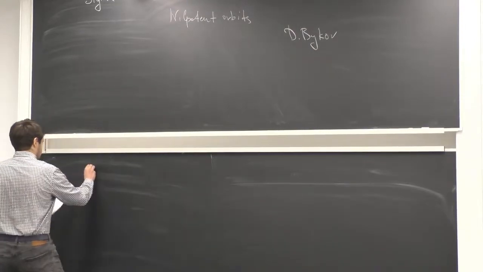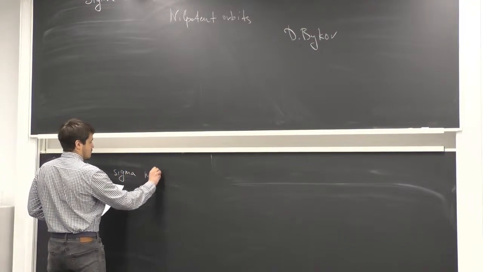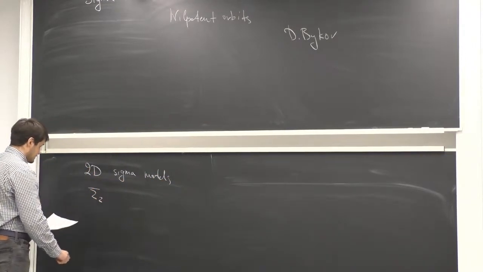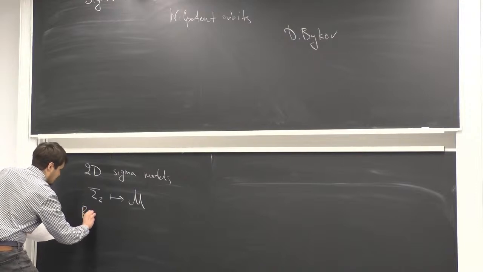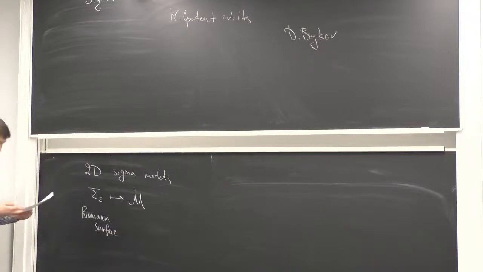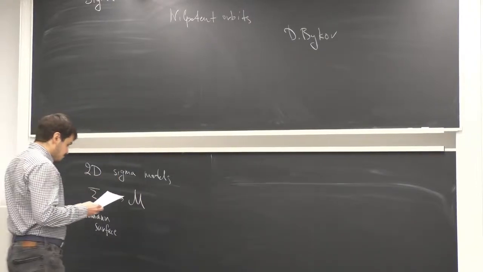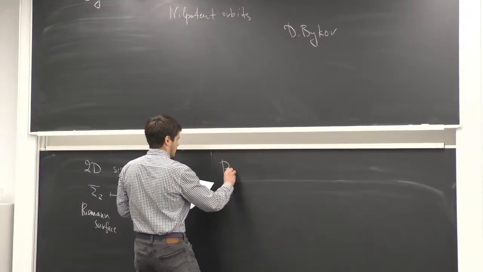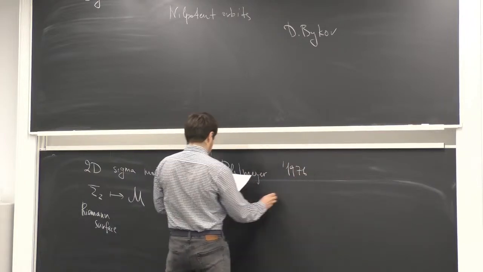Two-dimensional sigma models. These are theories related to maps of some two-dimensional manifold to some target space M. This will be a Riemann surface in our application. They have been investigated from the point of view of integrability since the 70s, maybe. The pioneering works in this direction were Pohlmeyer, Zakharov, Mikhailov.